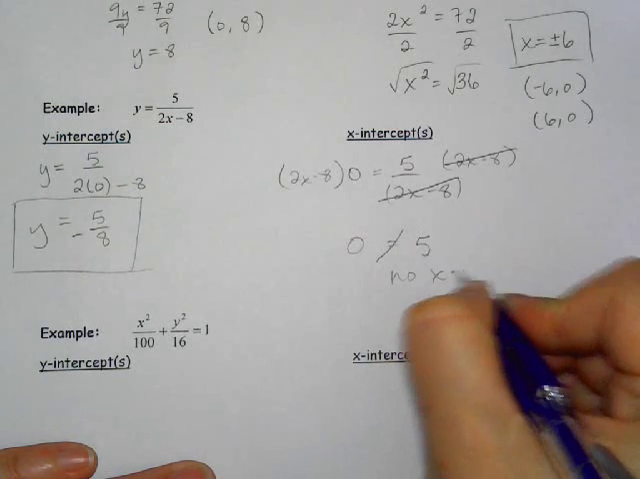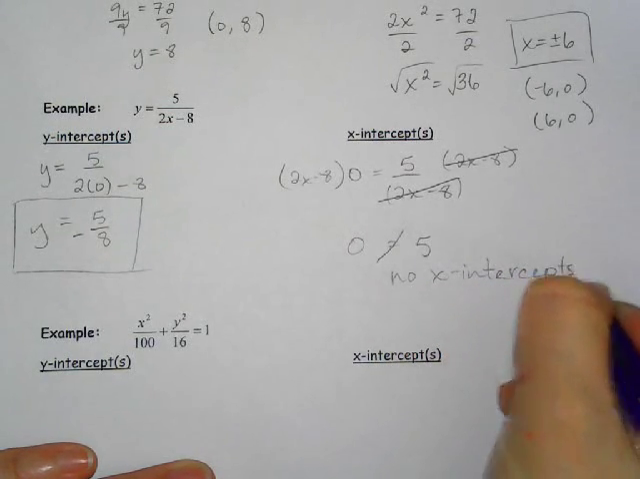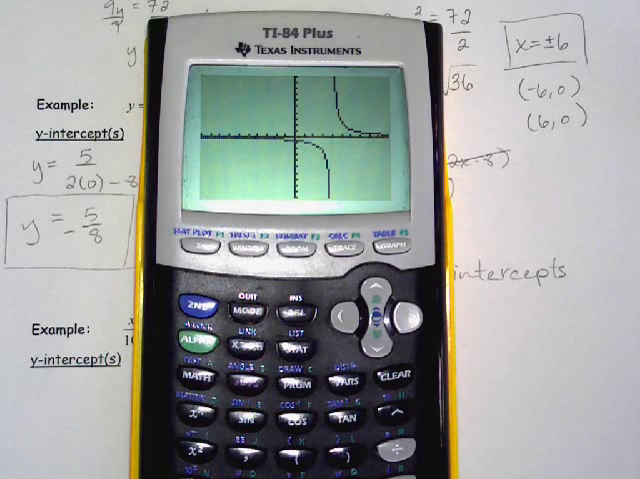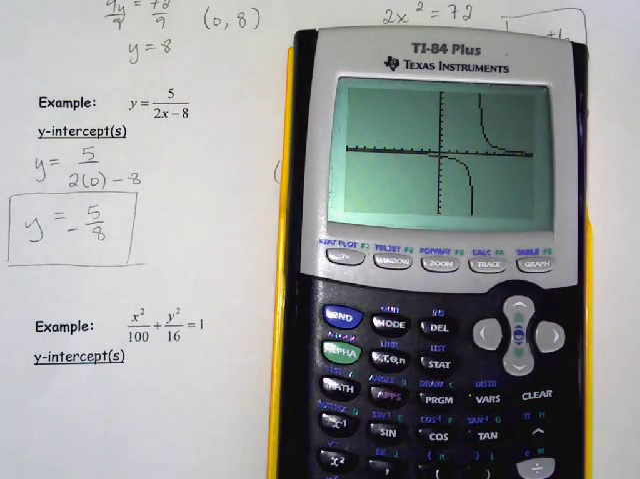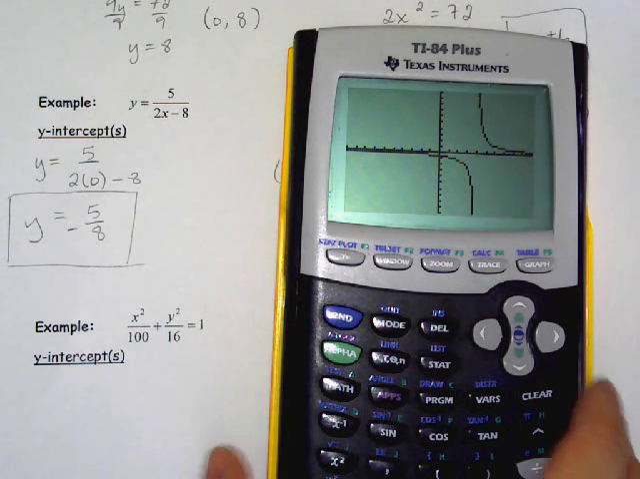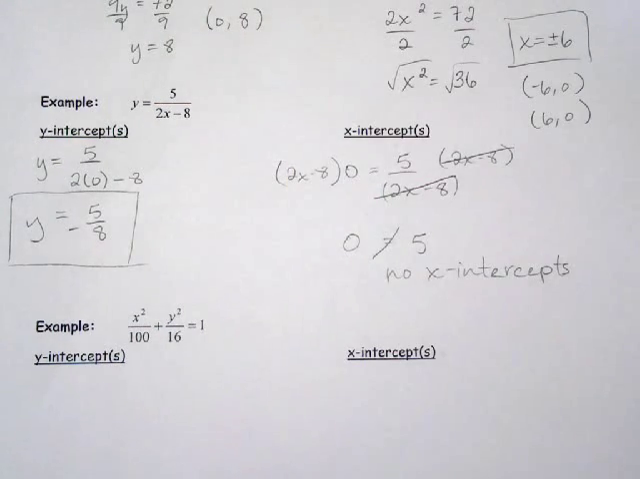I'll show you what that looks like. I'm going to grab the calculator real quick. No x-intercept, because there's nothing that you could put in for x that would make y 0. So, that one we'll get into later, but right now let's just keep working on the math part of it.